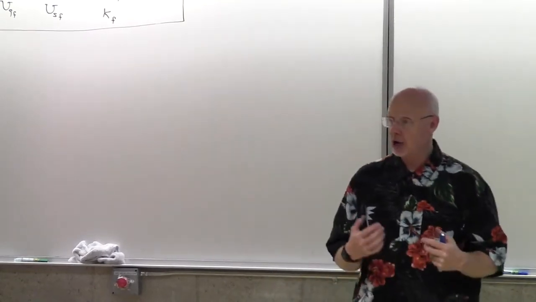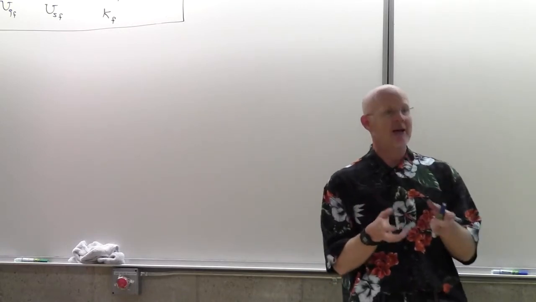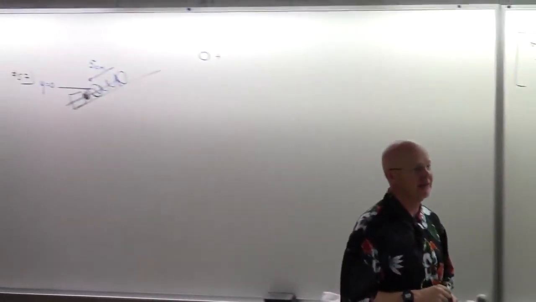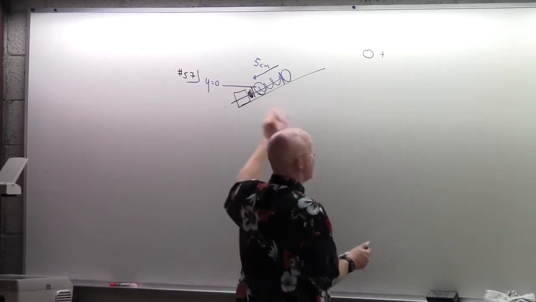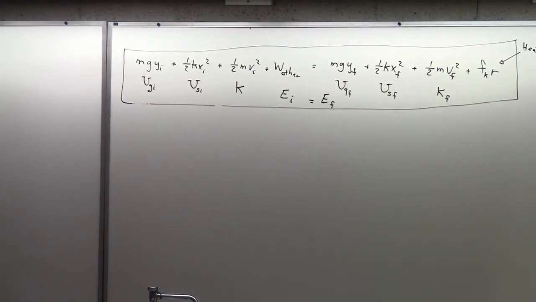So I hesitate to encourage you to avoid negative energies, because we're about to get, although not for a couple more weeks, into problems where we're going to encourage writing things with negative energies. All right, but on to here, I would say my initial potential energy is zero. This is really then the question you are asking. What about my spring?